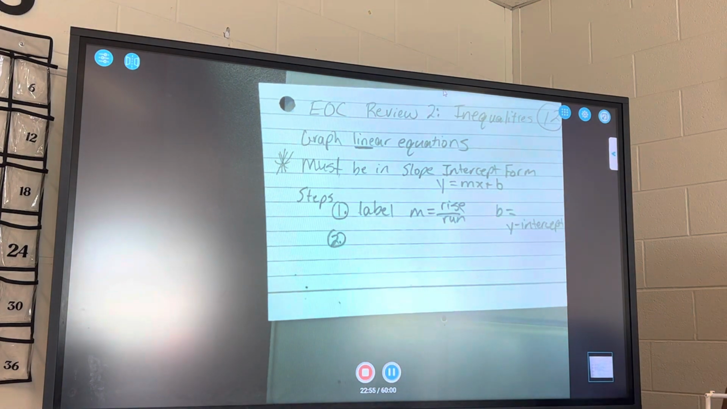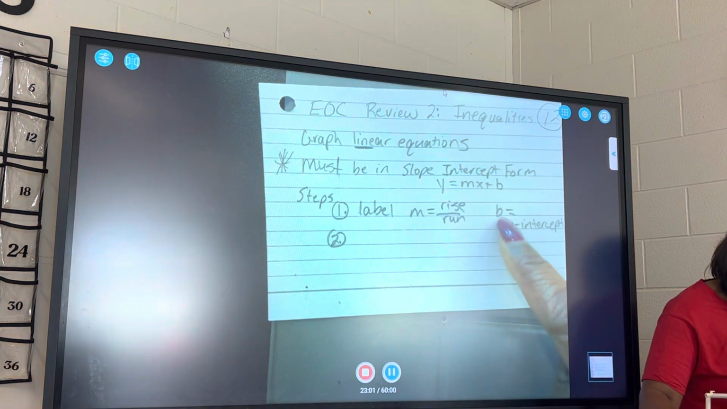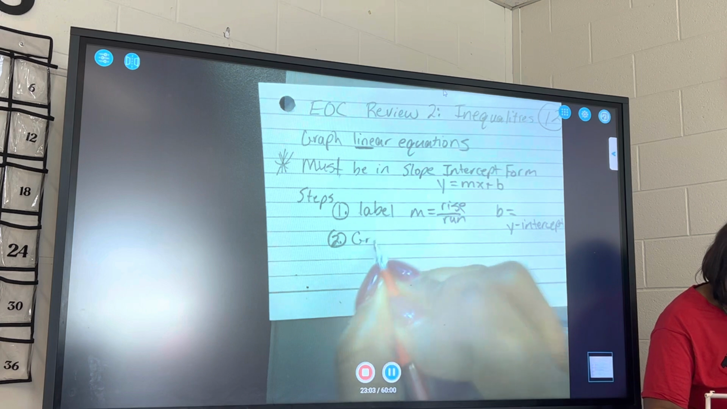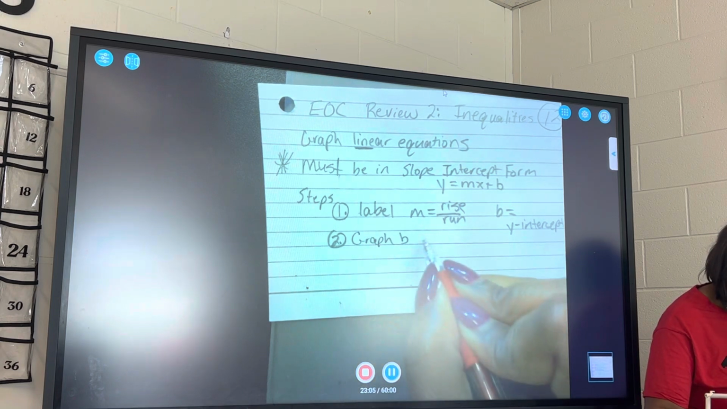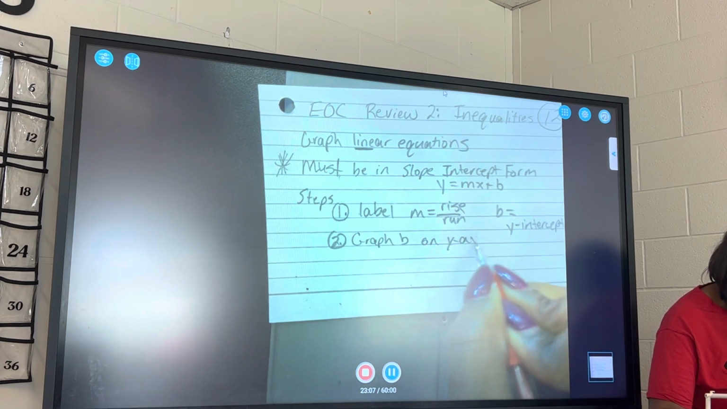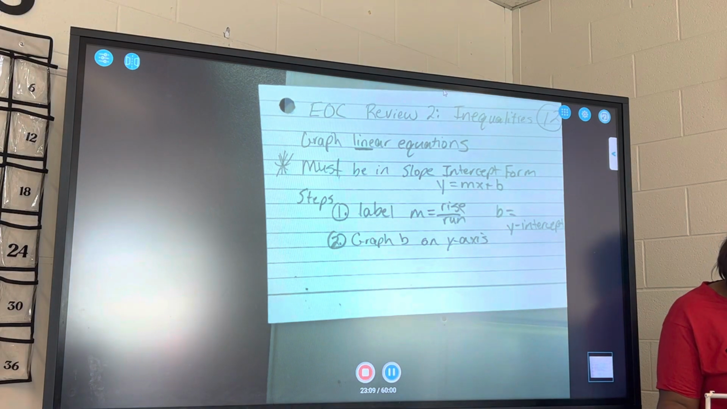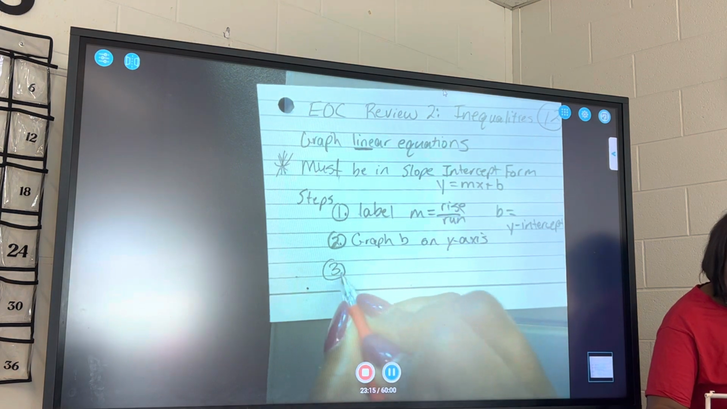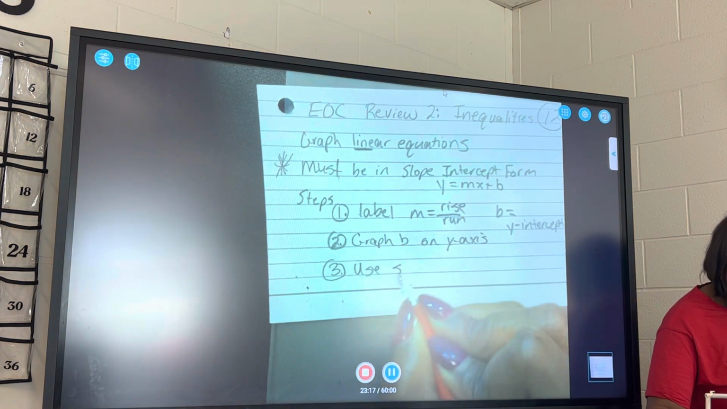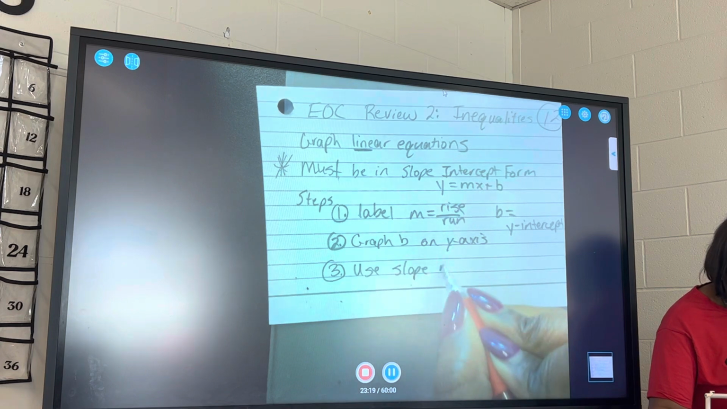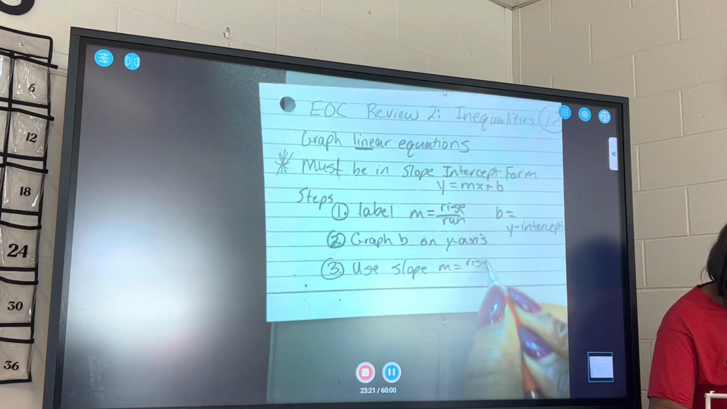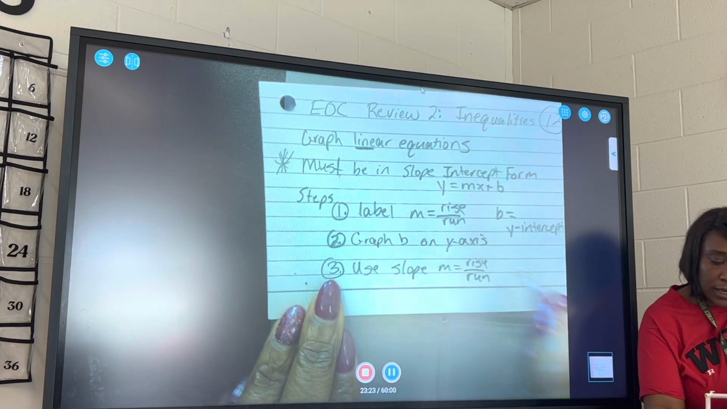You have to label your m and your b. After you label your m and your b, you're gonna graph your b on the y-axis. Graph b on y-axis. And then you're gonna use your slope, which is the rise over run, to put points on the line.